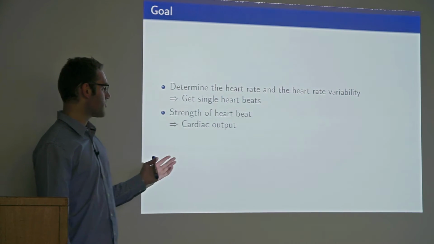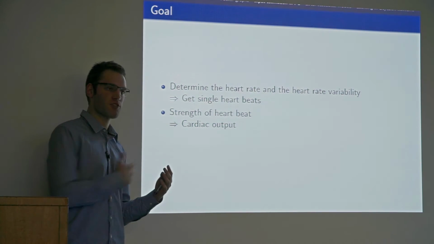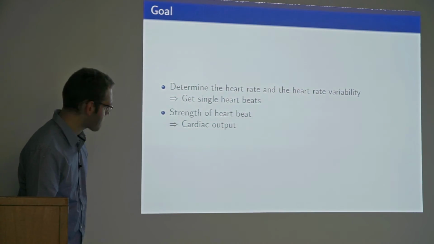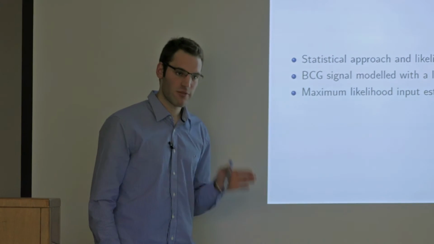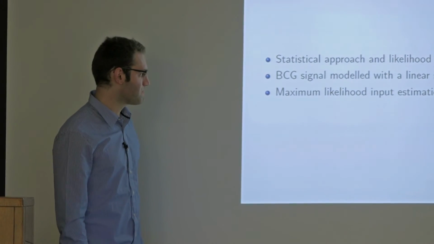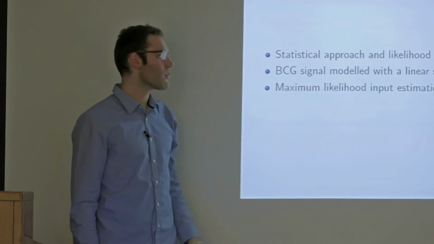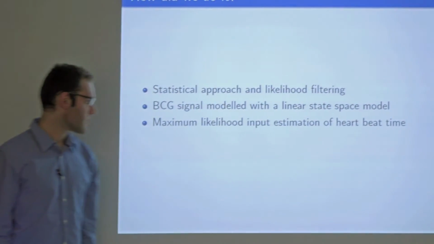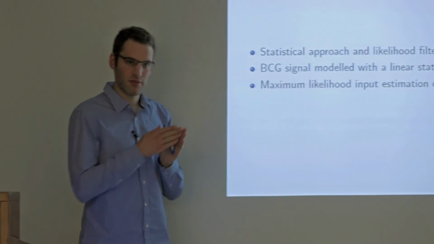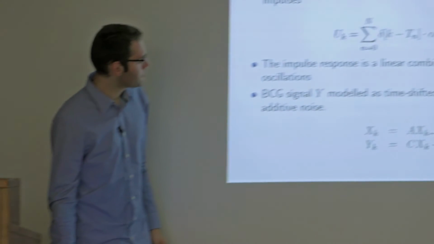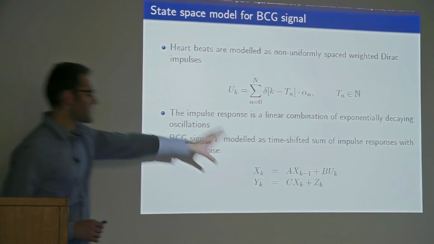And when we estimate the input, we can also estimate the strength of the heartbeat, which is kind of an indication of the cardiac output, so how much blood is getting pumped around your body. So what we chose is a statistical approach, and we do likelihood filtering to find the positions of the heartbeats. And so we have this ballistocardiogram signal, the blue oscillation you saw, and we model this with a linear state space model. And to find the input, we do a maximum likelihood estimation of the heartbeat position. So what we do is, yes, we have this state space model.